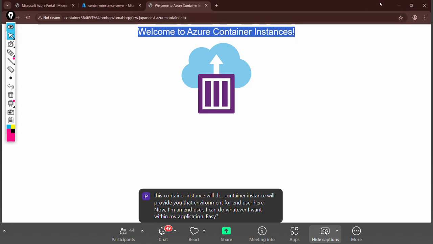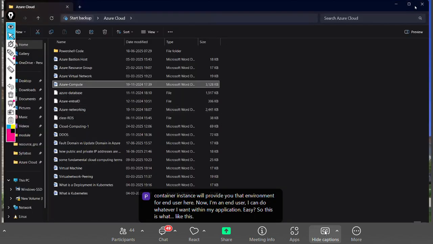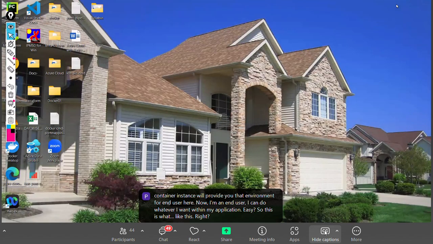Easy. So this is what, like this, right? Arman, 1 lakh rupees, 2 lakh rupees per month. It's not easy, right? You need to listen, follow every day.